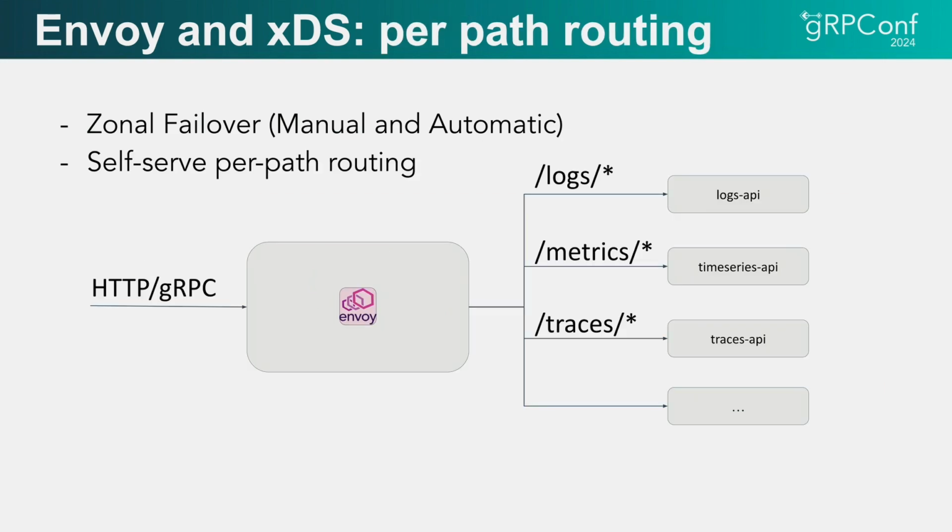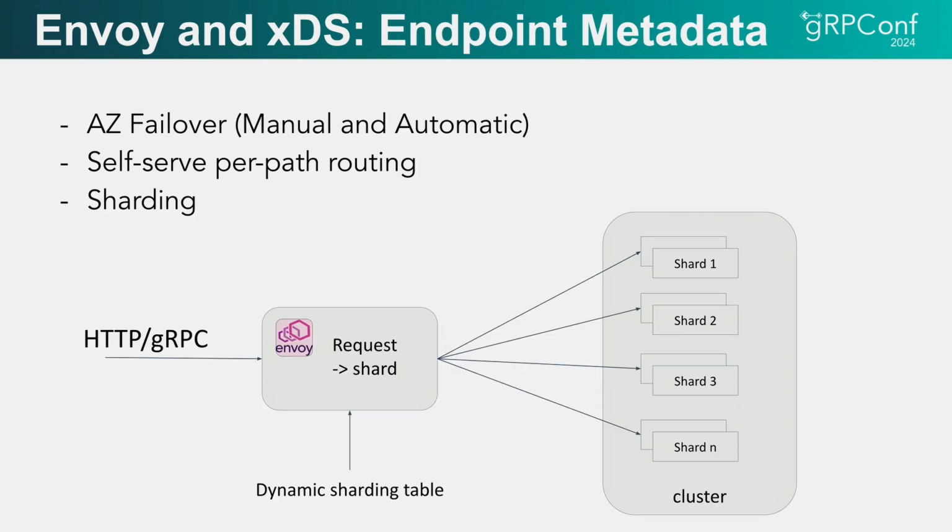We also use that for configuring routes, which is a very typical thing to do for a reverse proxy. You definitely want to have that on a self-serve basis for your users. We also use it for sharding in some places. The idea here is that you look at the content of the request and you will route it to the right endpoint depending on what it contains.